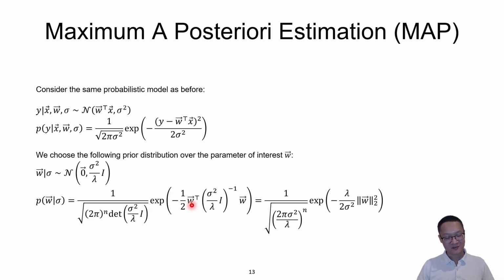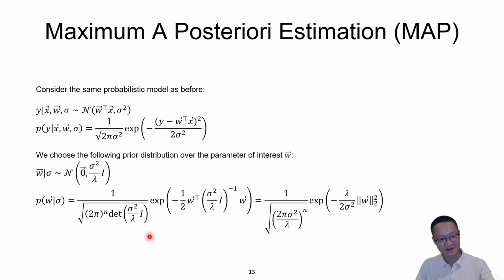In the quadratic form, we just have W transpose and W. Well, normally we would subtract the mean, but then the mean is zero. And then our covariance matrix just looks like the inverse of this matrix. In this case, we can actually simplify this a little bit because, for example, the determinant of a diagonal matrix is just going to be the product of all the diagonal elements.